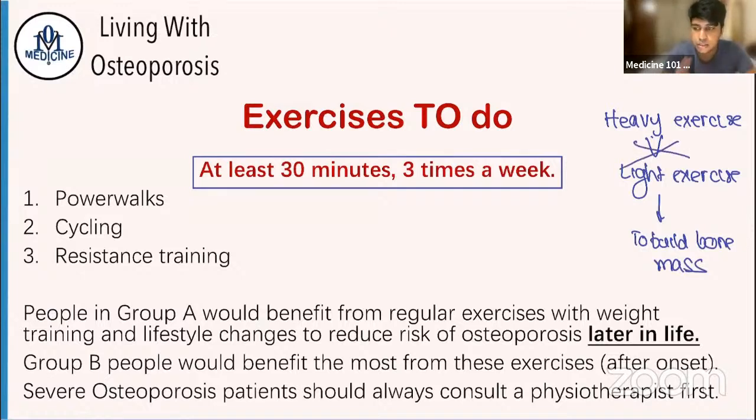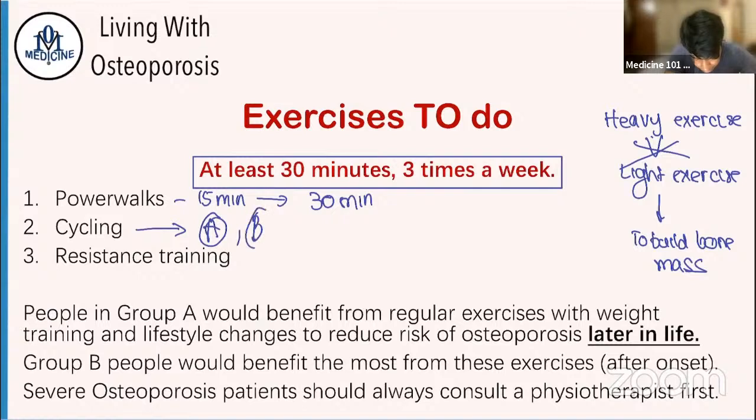So one thing you can do is you can go on power walks. Go for your limit. You should not start with 2 kilometers on the first day. You should start gradually. Start, let's say, 15 minutes of power walk and gradually increase it to at least 30 minutes. Cycling, but this is best for group A mostly, and B, but remember this has a risk of falling. Cycling has a risk of falling. Resistance training. We will talk about this in a while.